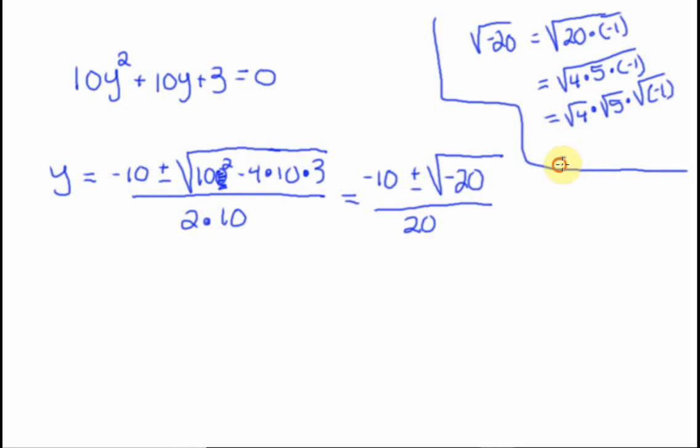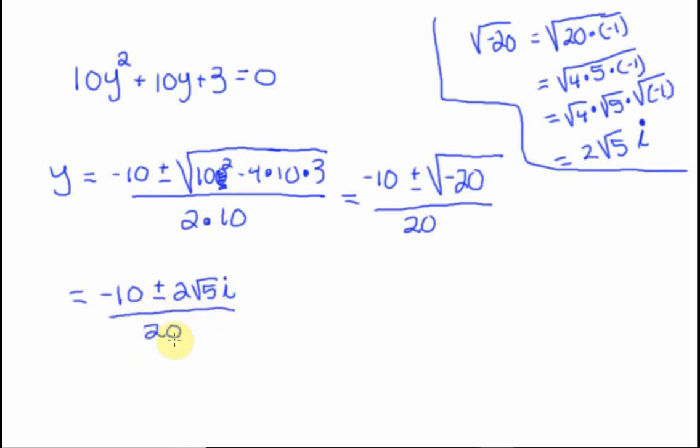And I happen to know the square root of 4. That's just 2. The square root of 5 doesn't simplify any. And the square root of negative 1 is just i. It's a complex number. Okay, so I can simplify this square root of negative 20 down into 2 square root of 5 i. So let's do that. So I have negative 10 plus or minus 2 square root of 5 i, all divided by 20.